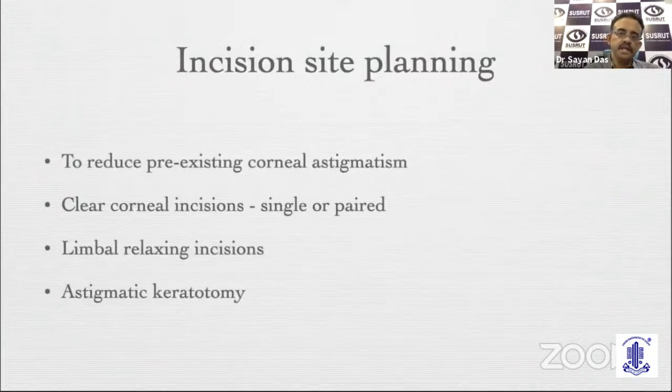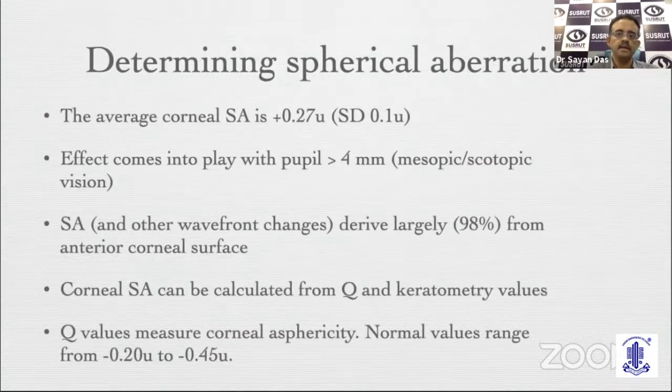Coming to the second use of topography in IOL power calculation or biometry or achieving emmetropia, we can use it for incisions, like tanning, to reduce pre-existing corneal astigmatism. And this incision can be clear corneal incisions, which can be single or paired, can be limbal relaxing incisions, or they can be astigmatic keratotomy or AK incisions.